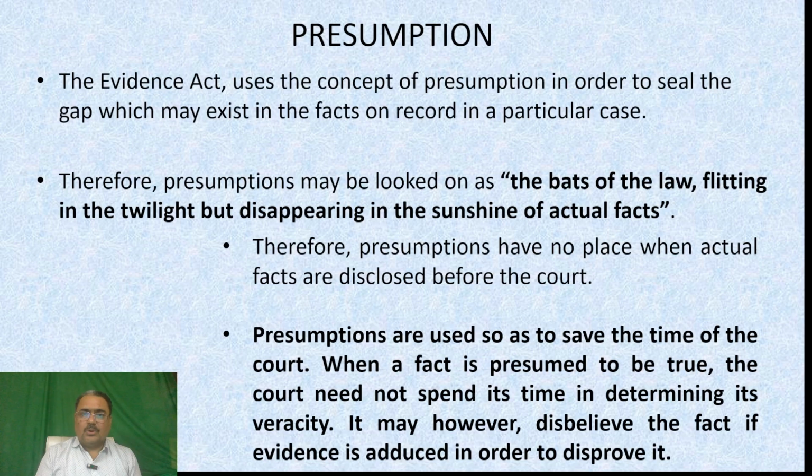So it is normally said that the presumption is like the bats of the law flitting in the twilight but disappearing in the sunshine of actual facts. Presumption can help in some cases, we can draw presumptions, but if the actual facts are there, then presumption has no role. But there may be some circumstances when the actual facts are not available and we have to draw some inferences in the given circumstances.